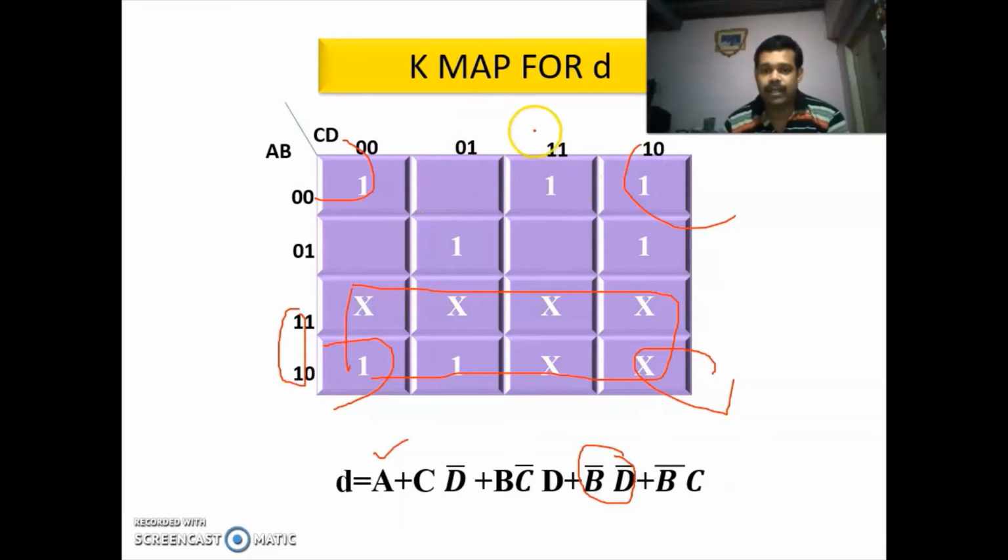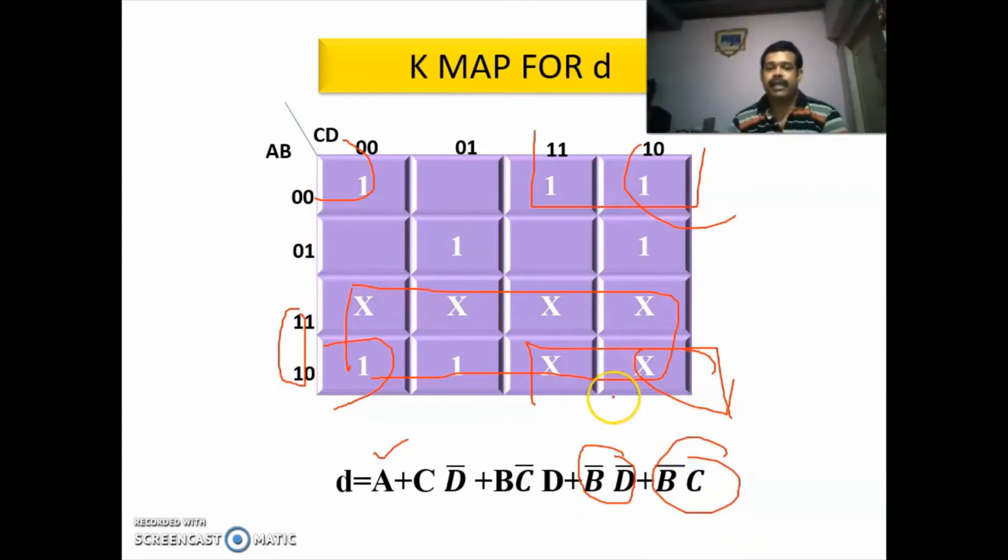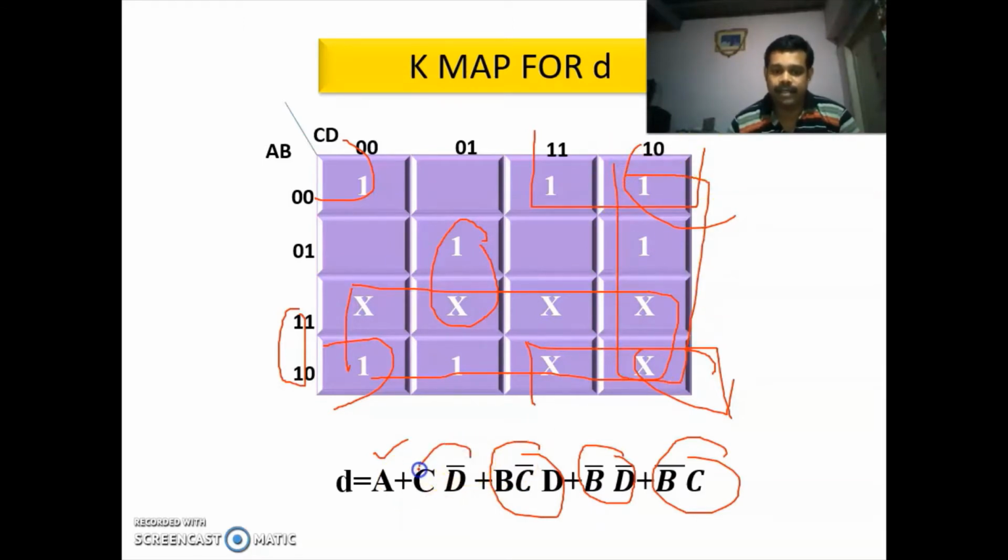Then this one you can group here like this. So here you will be getting B bar C. Okay. So here you are having one left ungrouped. You can group like this. So you'll be getting B C bar D. Similarly, you're having one left ungrouped. You can take like this. This is nothing but C D bar. So you have got the expressions for D.